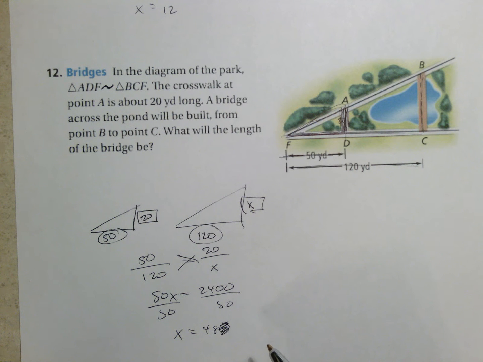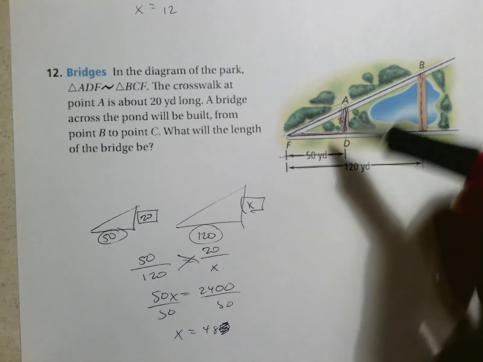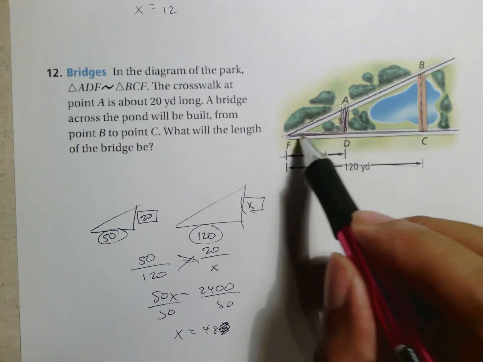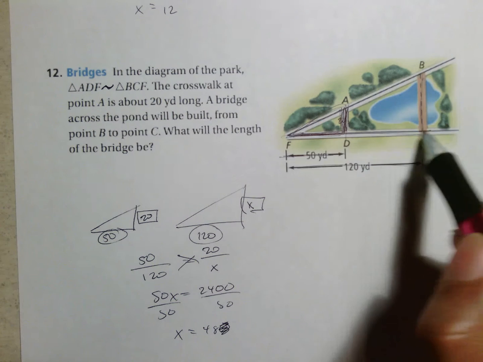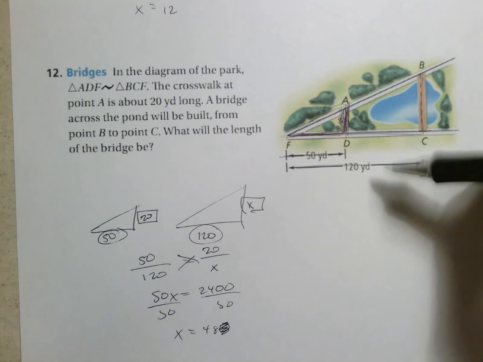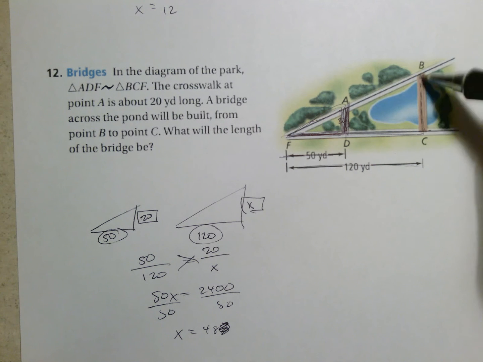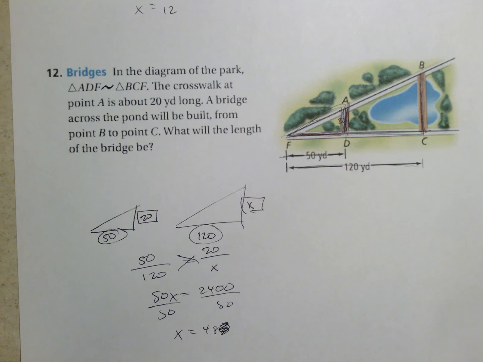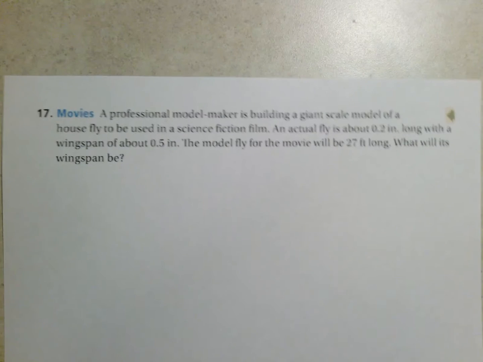Alright, so what that means is, you know that this distance here is 50 because you can measure it. You know this distance here is 120 because you can measure it. You know this distance here is 20, and then you can tell somebody that you need them to have a 48-foot bridge to get built from here to here, because you actually know that it's 48 feet from this distance to that distance. And again, that would be the actual application of it, or one actual application of it.